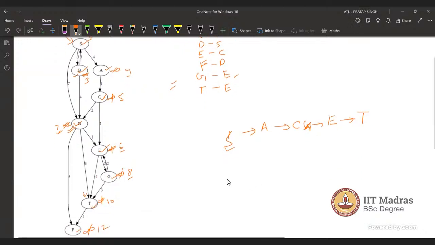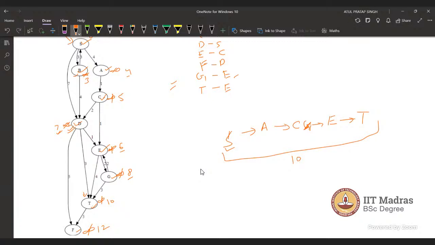Sir, but this is not the shortest, na sir? Why is it not shortest? What is the total weight? Sir, total weight. SDT has the same weight, 10. But how are you measuring the shortest path? Shortest path is represented by the total distance. Now the distance is 10.